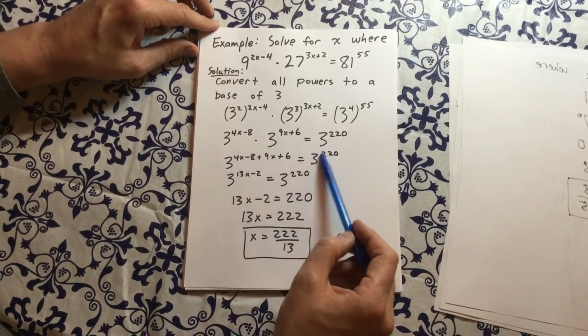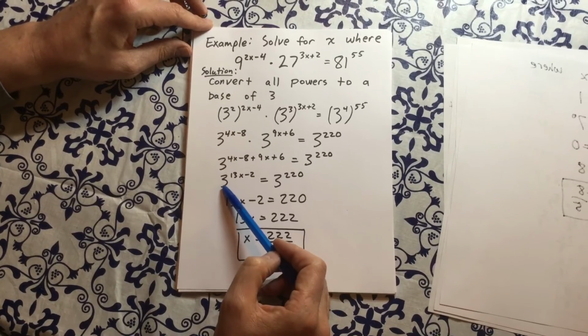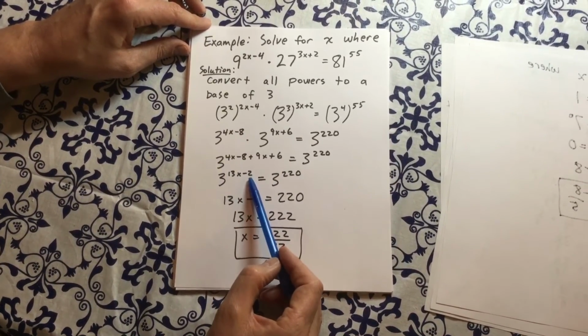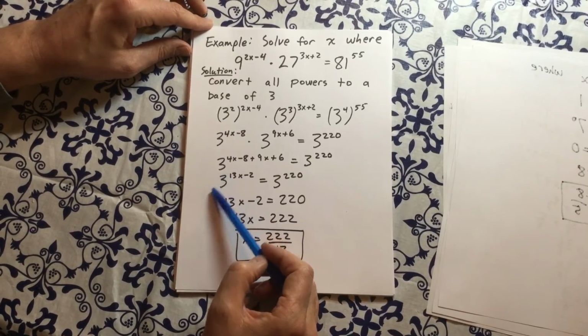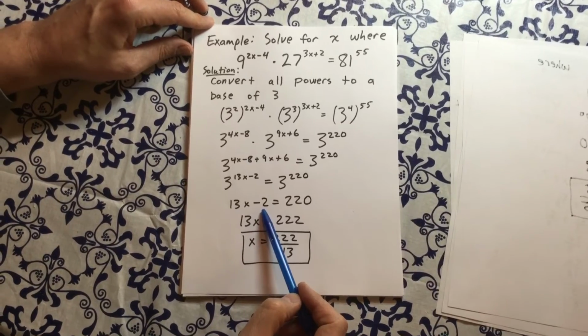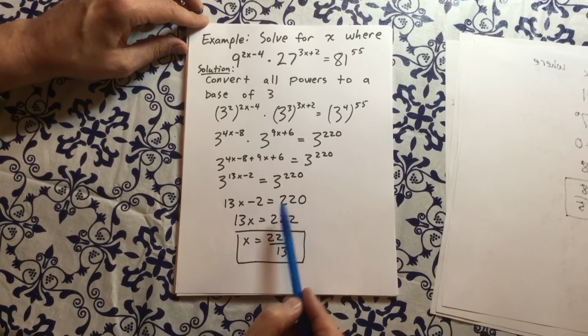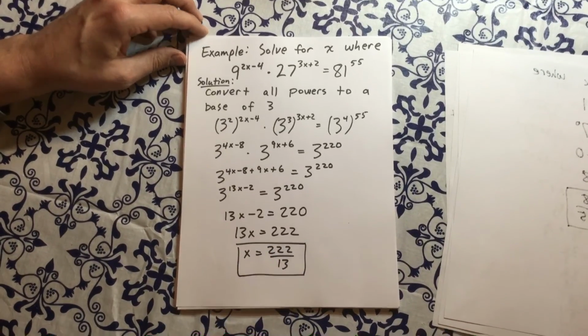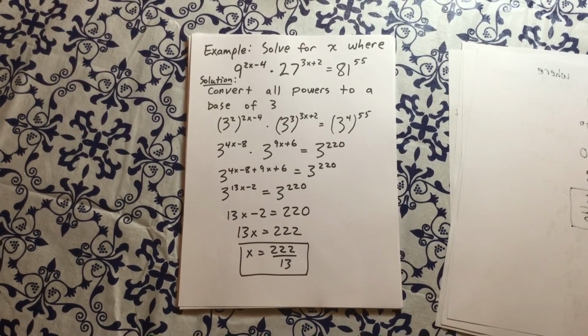Now first I can simplify this exponent to be 13x minus 2. And now since I've got each side expressed as a power of 3, I can ignore those 3's and just write 13x minus 2 equals 220, which means 13x is 222, or x is 222 over 13. And that's it.